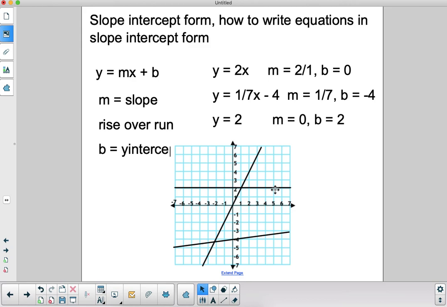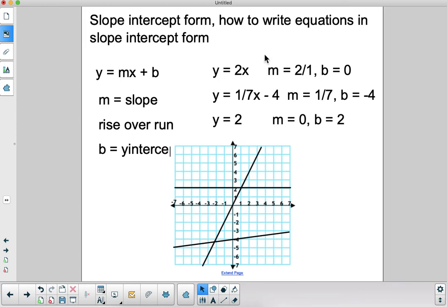So here we have 3 different equations. Here we have the very first equation, y equals 2x. It started at the origin and then went up 2 over 1, up 2 over 1, up 2 over 1. For the second line, we started at -4. We go up 1 over 7. To reverse it, down 1, left 7. And then for that last line, y equals 2, we have a y-intercept of 2 and a slope of 0, so 0 over 1. So rise 0, run 1. So that's how you can take an equation and get a graph.